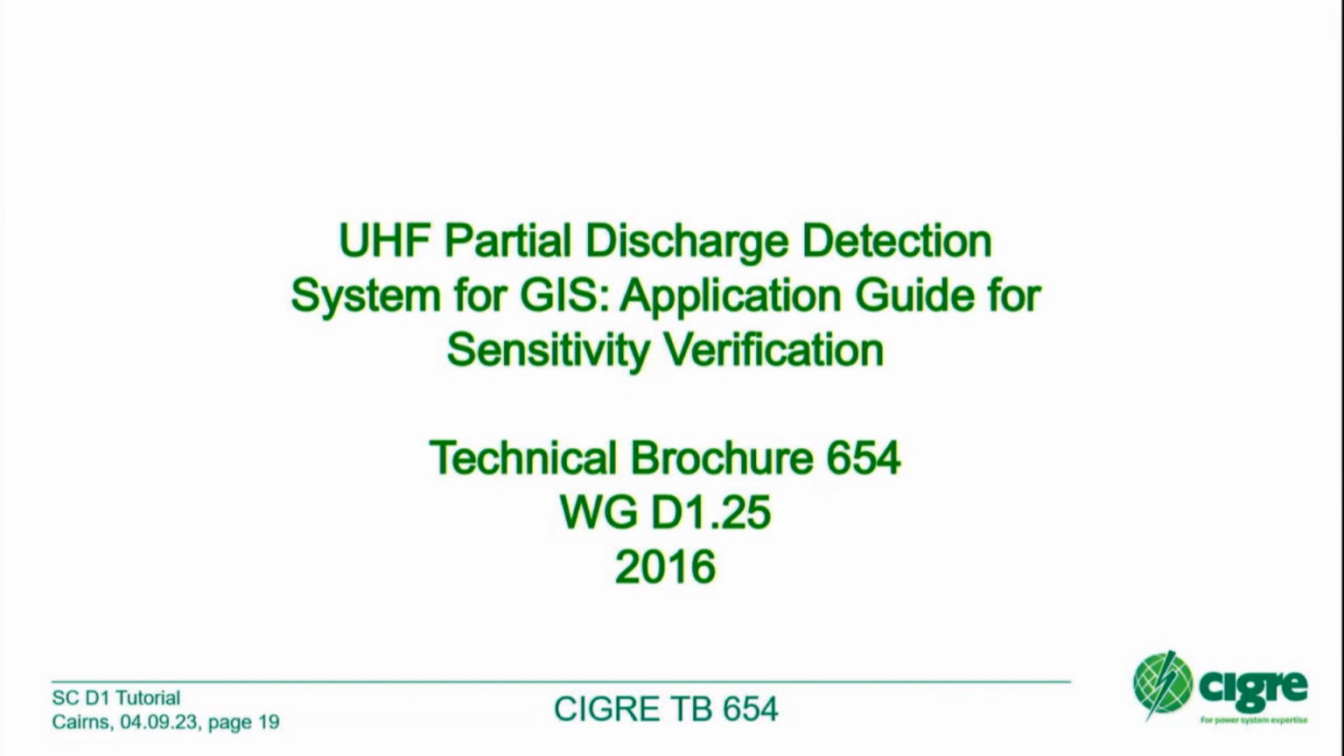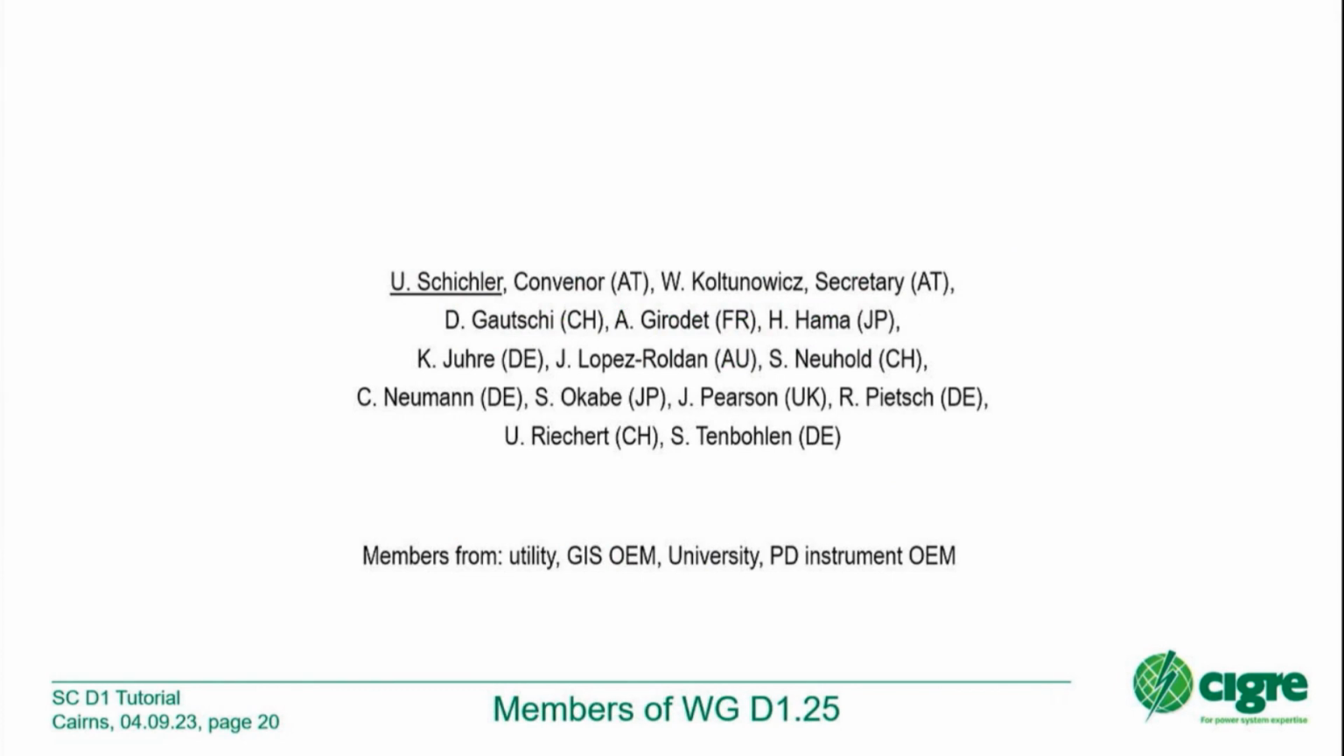So now we have the basics of the Electra paper from 1999. That's also free at the e-CIGRE website. Let's talk about the technical brochure 654 from working group D1.25. I think we collected the knowledge, the internal experience after this 99 Electra paper. We started, I think, maybe in the year 2011 or something like that. We finished in 2016.